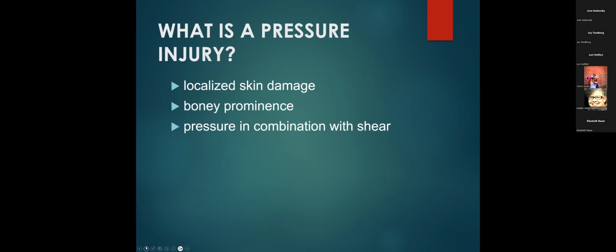A pressure injury is some localized skin damage. It usually occurs over the bony prominences, and the pressure in combination with shear effect will result in a pressure injury. So you have to consider both elements there in prevention, of course. Next slide, please.